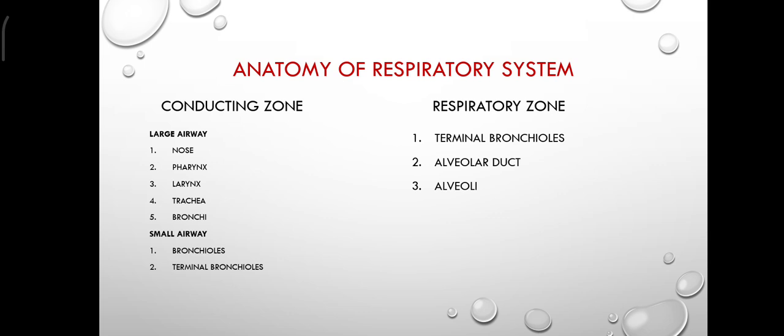The conducting part consists of the nose, pharynx, larynx, trachea, bronchi and bronchioles till terminal bronchioles. While the respiratory zone consists of respiratory bronchioles, alveolar duct and alveoli. All these are part of the bronchial tree, which is further subdivided into conducting and respiratory zone.